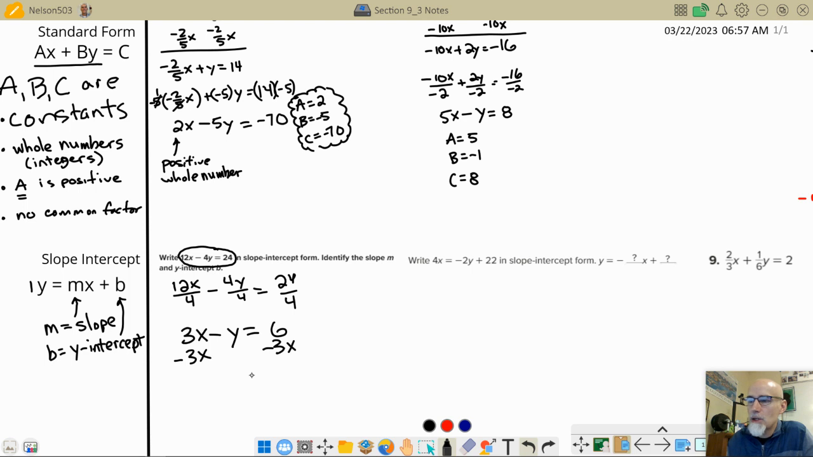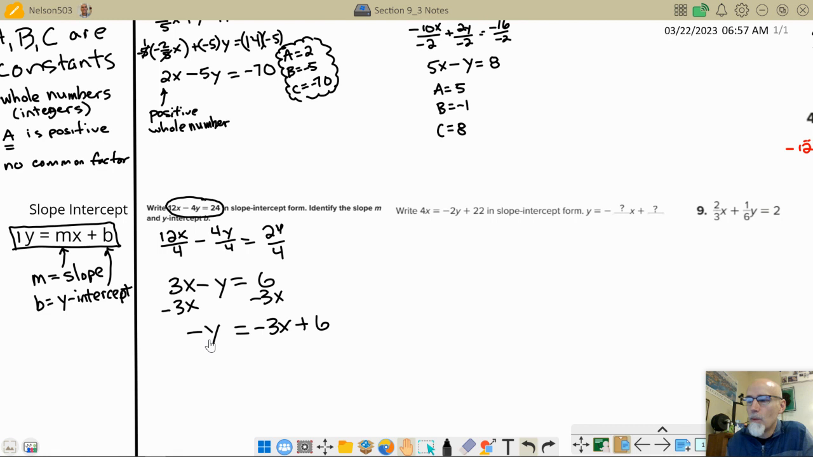These are not like terms, so we can't combine 6 and negative 3x. We just write down negative 3x plus 6. And I'd like to put the 3x in front of the 6, because I want to make it look exactly like slope-intercept form. And what else do we got? We got a negative y right here. I don't want negative 1y, so I'm going to divide everything by negative 1. Divide by negative 1, divide by negative 1. So this gives us y equals 3x minus 6.